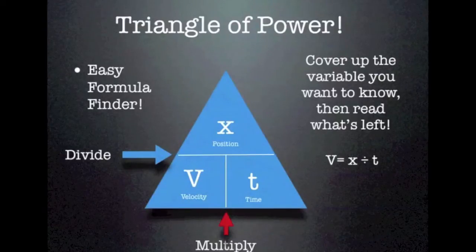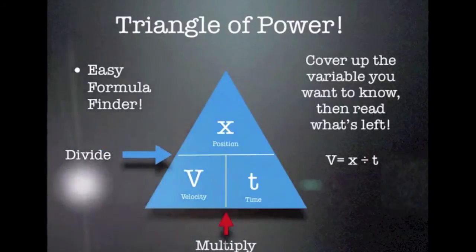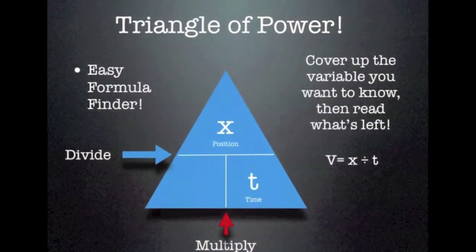So if I want to find out what velocity is, I already know that it equals position divided by time. That's how I filled out this triangle. I could cover up the V, and then I would notice that, hey, the x and t are still left. There's a horizontal line in between. That means I should divide them. And there you go, you've got velocity.